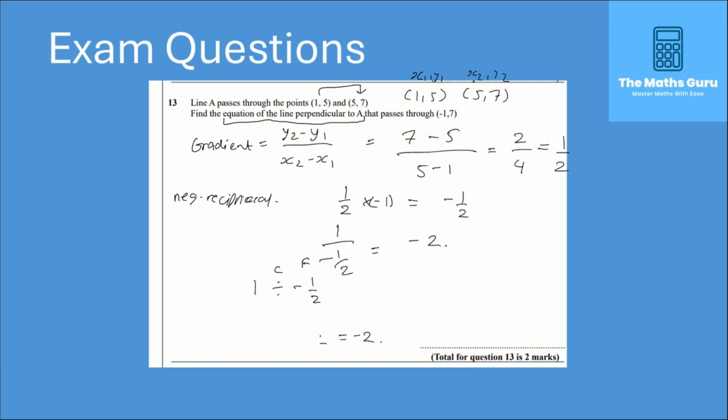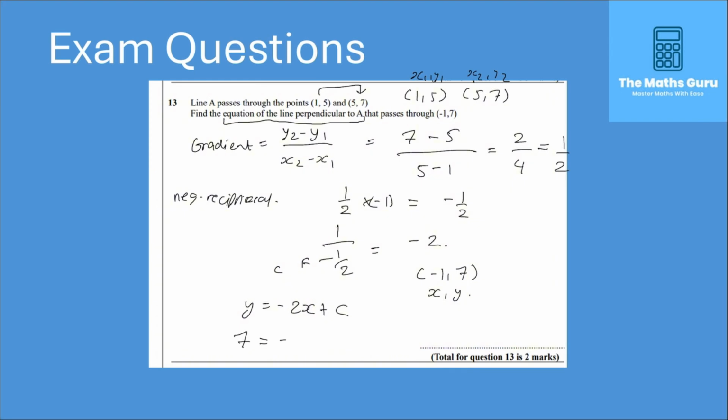Now, looking at our equation, we have that the gradient is equal to negative 2. So now we have our generic equation for our line perpendicular to A, y equals negative 2x plus c. We use the coordinates that it passes through and label them x and y. And now we substitute these two values into our formula.